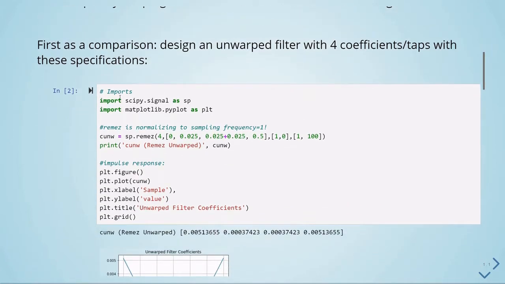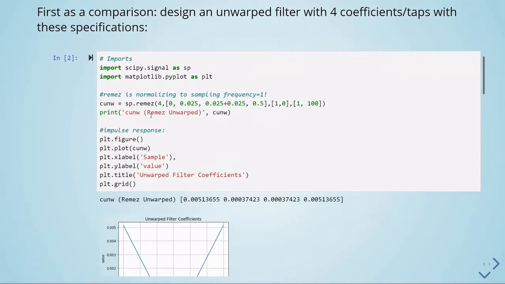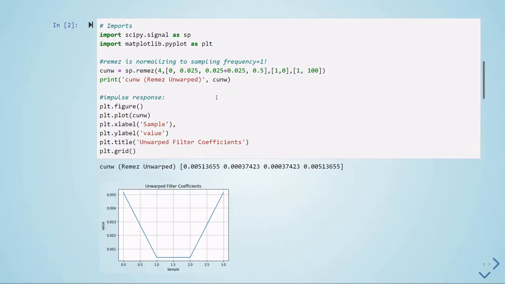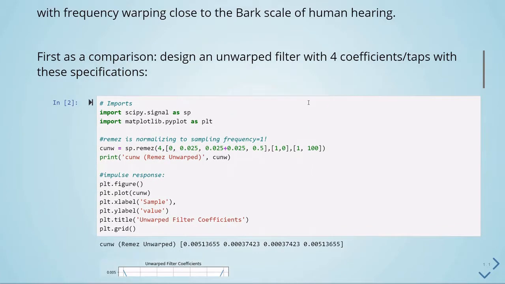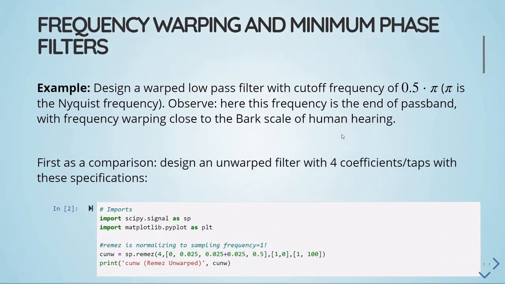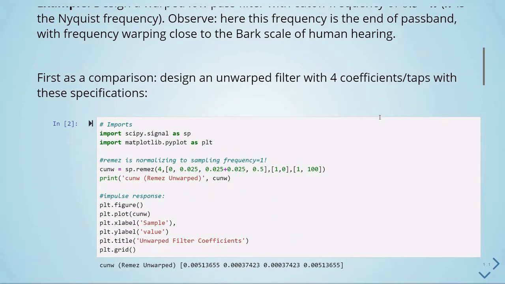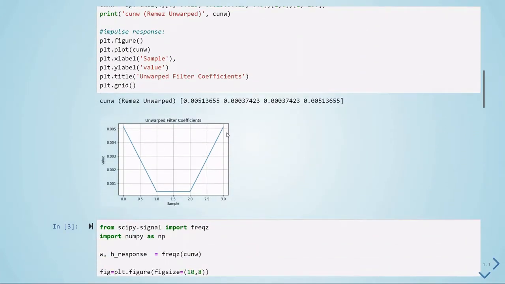So here we are importing SciPy signal, we are importing matplotlib to plot, and here we are using the Remez algorithm. Note that the Remez is normalizing to sampling frequency equals 1, and here we will have our Remez filter. So this is the unwarped filter coefficients calculated with the Remez algorithm using these specifications here. So 0.5 pi is the cutoff frequency. We have here the coefficients.